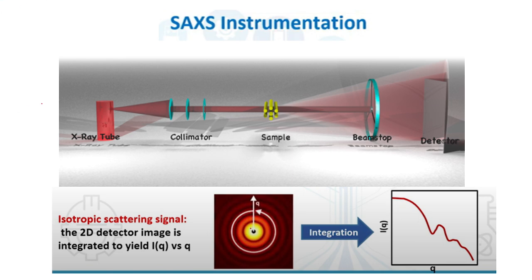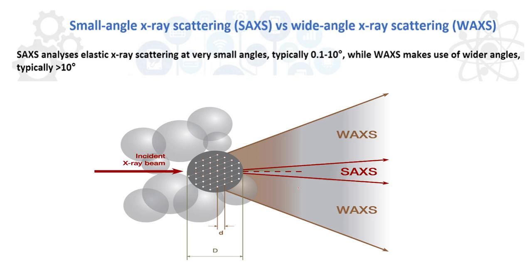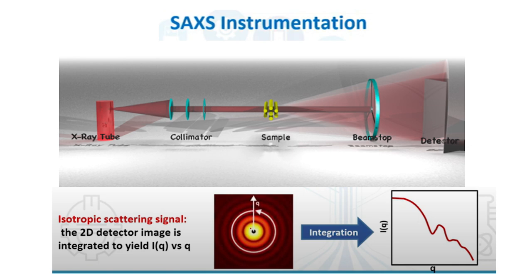So this is a schematic diagram of a SAXS. This is the X-ray tube and this is the collimator to make it a single line beam, and here is the sample and this is the beam stopper and here is the detector. Now, small angle versus wide angle X-ray scattering, the difference is the distance between the sample and detector is higher in case of SAXS. If you see the difference between the detector and sample, it is needed to be larger as compared to wide angle.